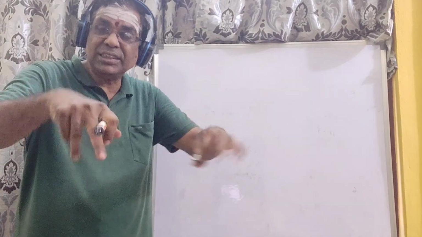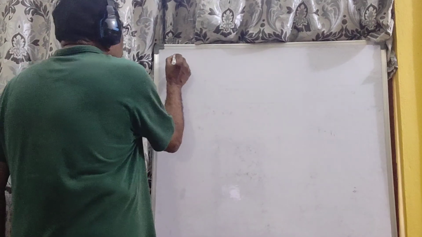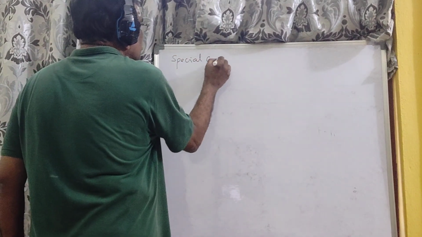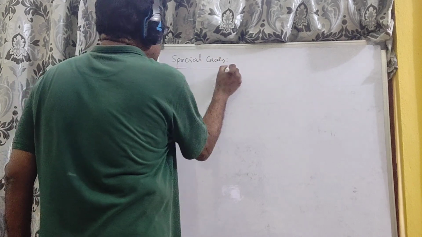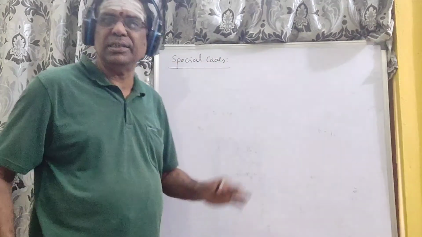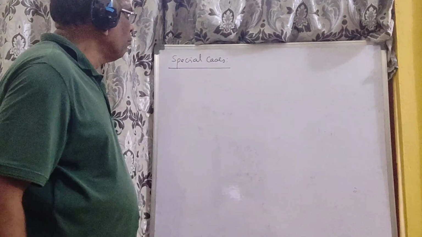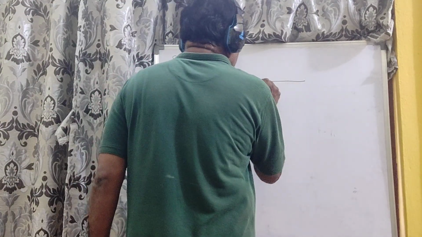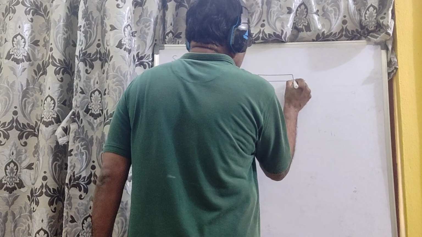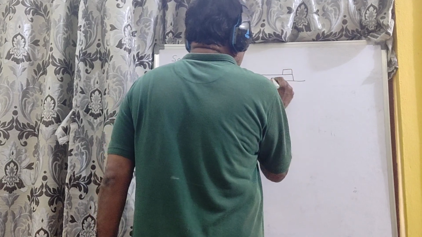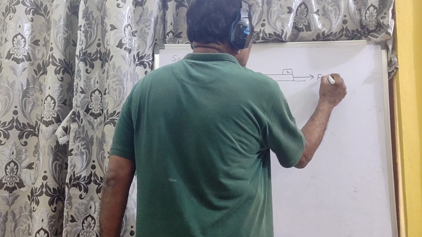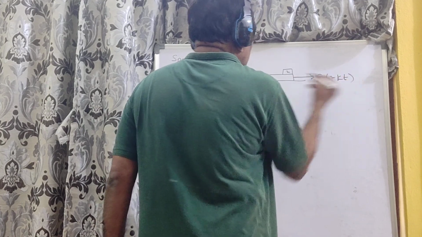Now we go with these special cases. Very, very important. Special cases. What do you mean by these special cases? Here. Let us start. First, I am applying force on 1 and 2. This is F. I am saying this is equal to KT.